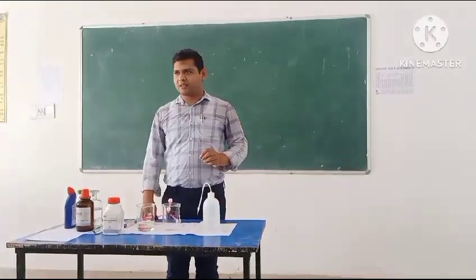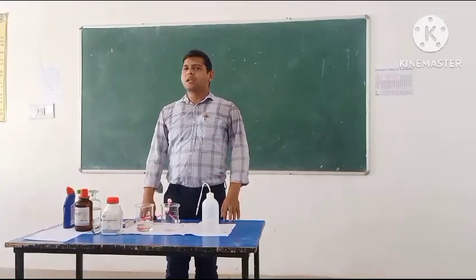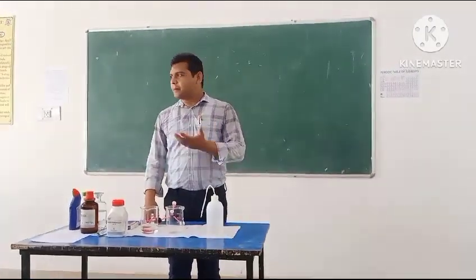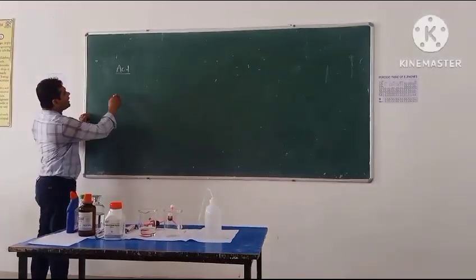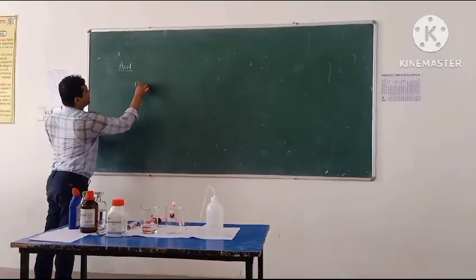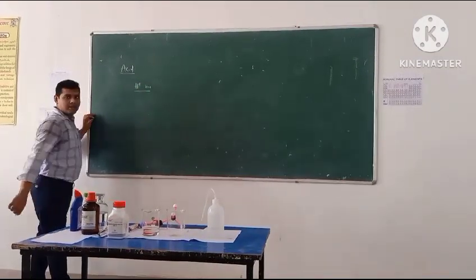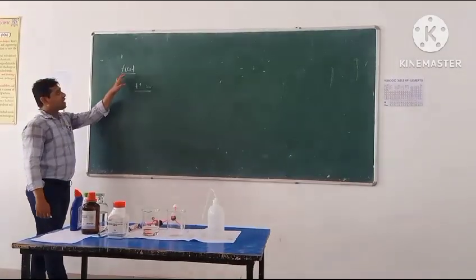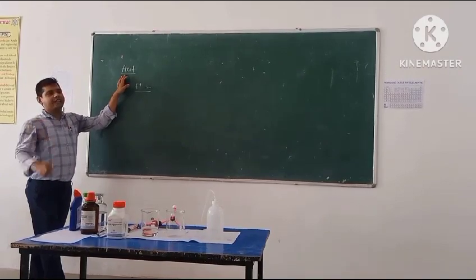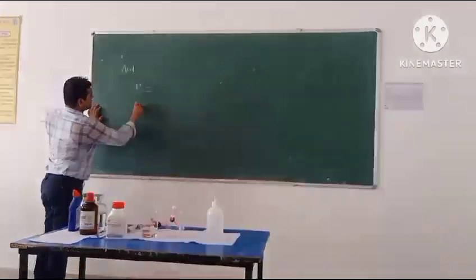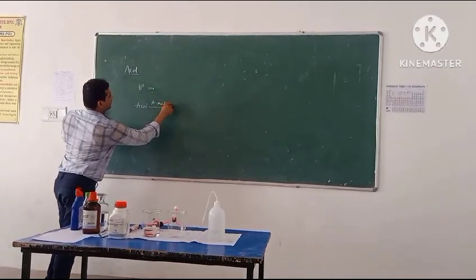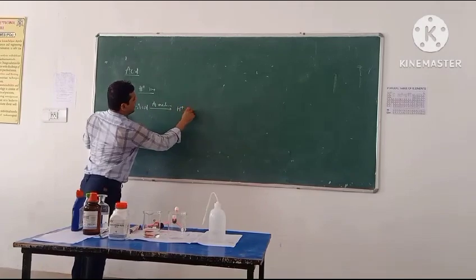Acids and bases. In our day-to-day life, we come across acids and bases. Generally, an acid is defined as a chemical substance which produces hydrogen ion. As per the definition, an acid is a substance which produces hydrogen ion in its aqueous solution. That means acid in aqueous medium produces hydrogen ion.